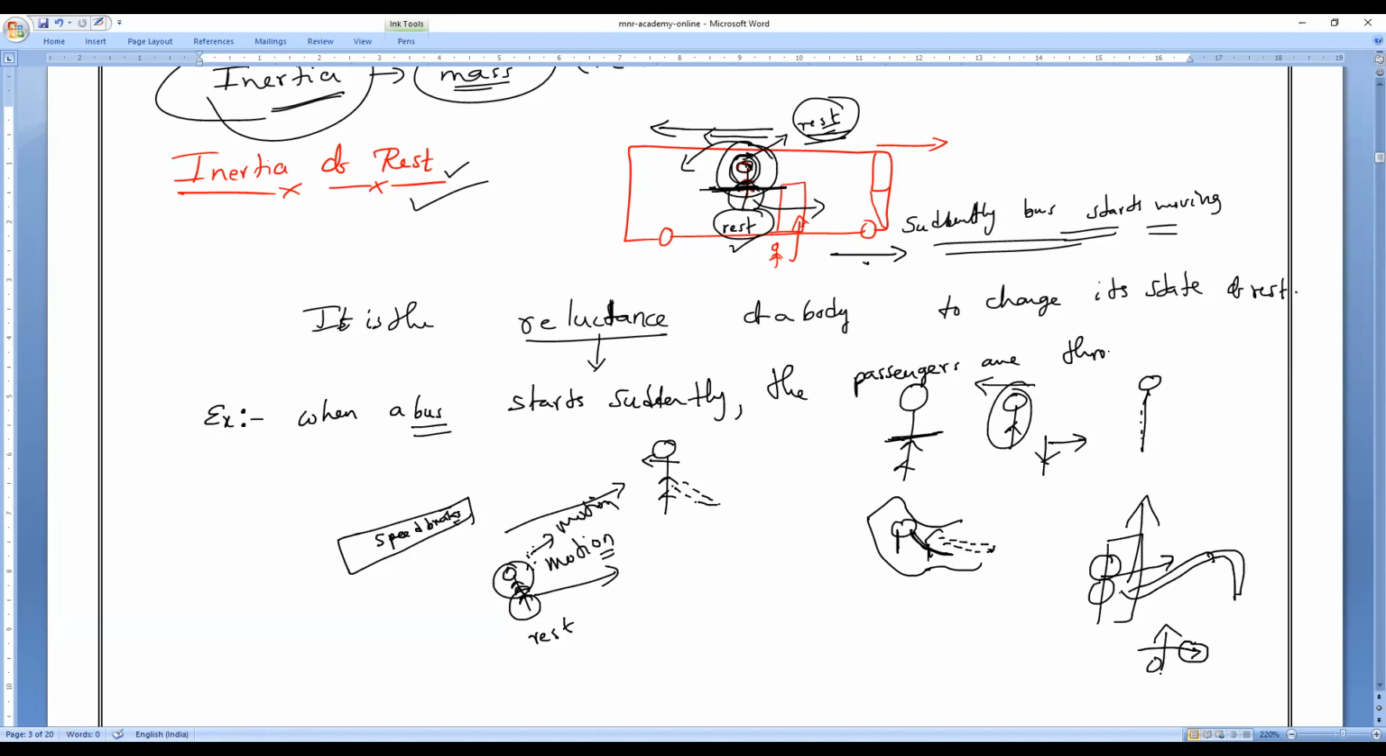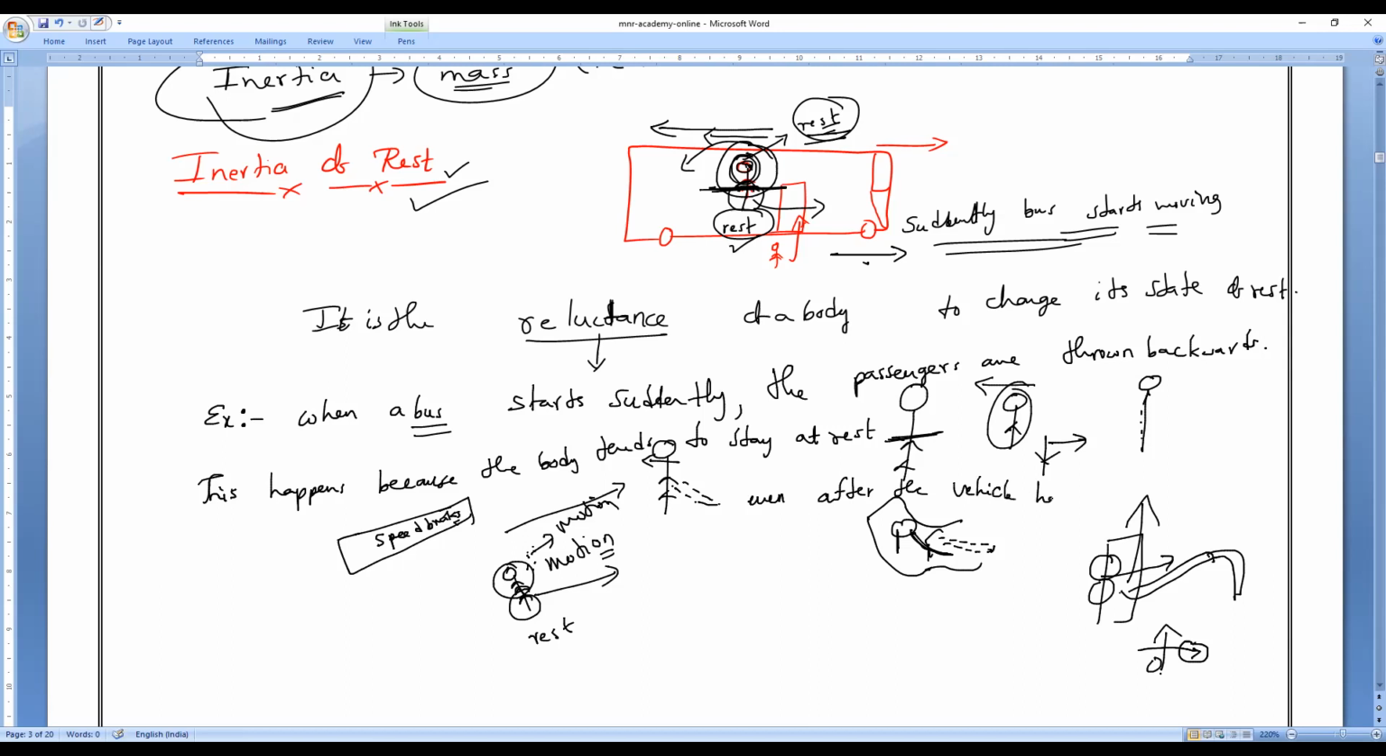The passengers are thrown backwards. This happens because the body tends to stay in its state of rest or state of motion; it tends to stay at rest even after the vehicle has started moving. Is it okay, guys?